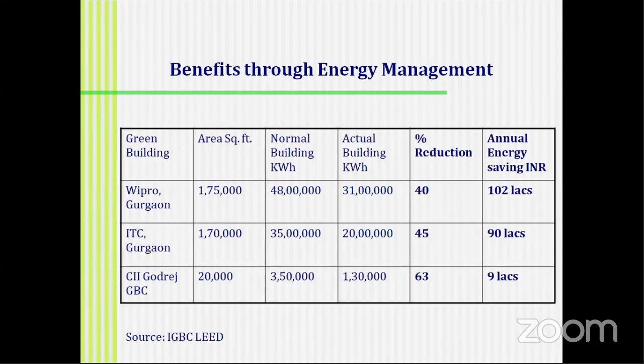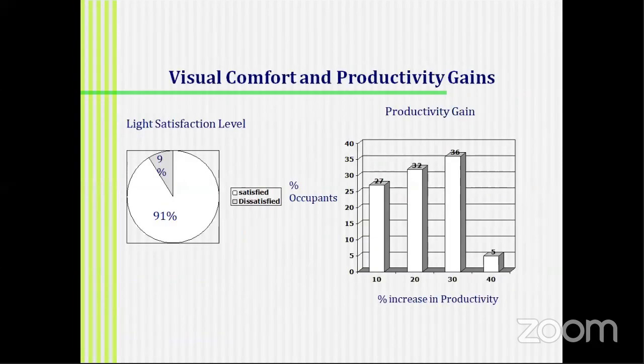And the benefits, very clearly, you can see the percentage reduction in these IGBC rated buildings. It's 40%, 45%, 63%. This is the kind of reduction we have. So I think it definitely calls for immediate and urgent action. And it is all, of course, in terms of savings in rupees. You can see crores of rupees can be saved through effective management.